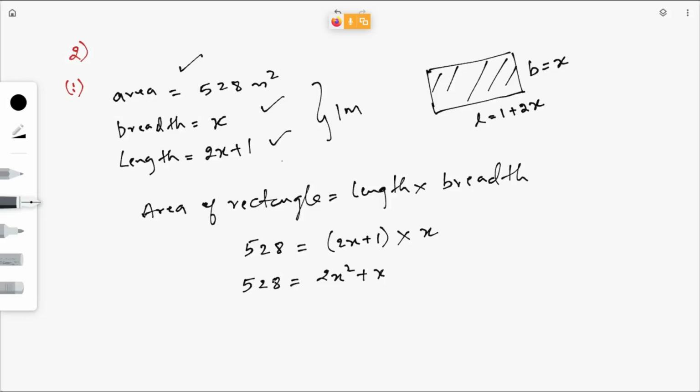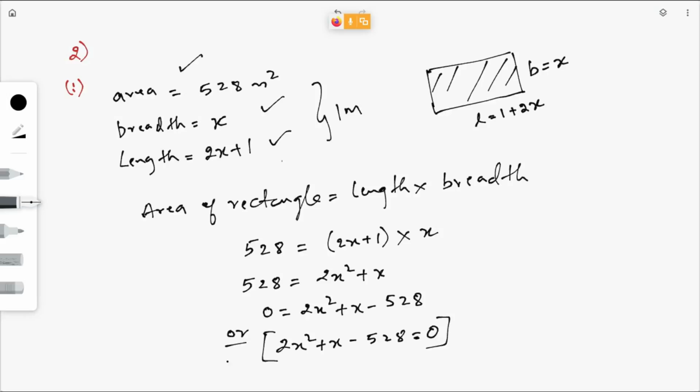Okay. So now take this 528 to RHS. You will get 0 is equal to 2x square plus x minus 528. Or you can write this one as 2x square plus x minus 528 is equal to 0. Okay, both are same. Is this a quadratic equation? Yes, sir. Yes, because it is of the form ax square plus bx plus c. Fine. So here in this first exercise, no need to solve this equation.